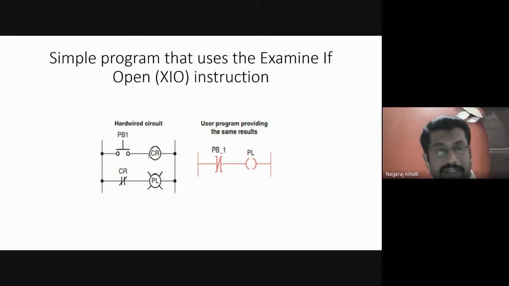Why are we maintaining the continuity? Ultimately, what is our final aim? Our final goal is to turn on this pilot light. That should serve our purpose, our requirement. So if you want to turn that on, then we connect it through this relay coil.